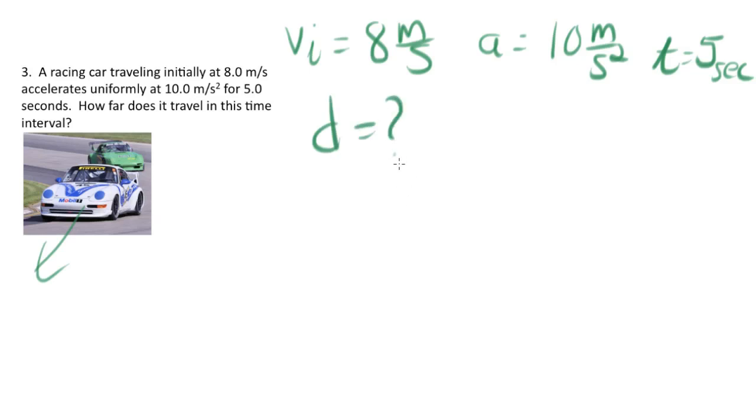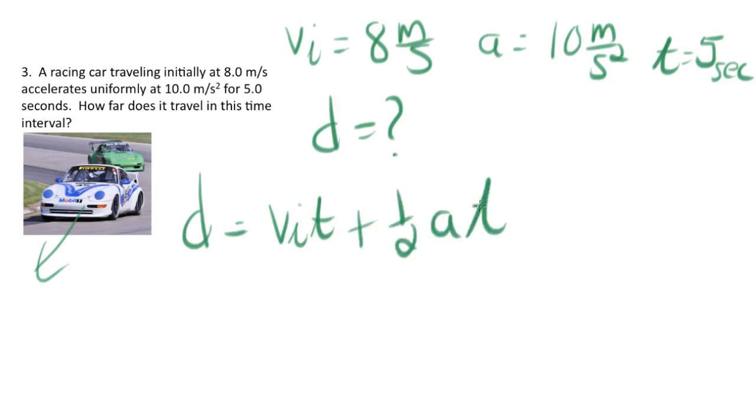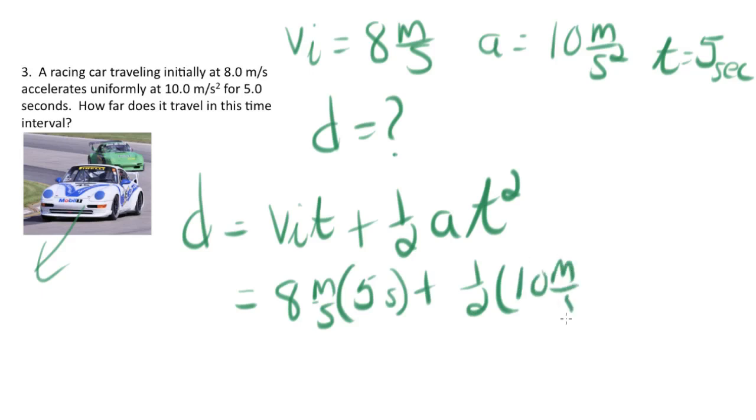Well, let's see. Do we have an equation that has D in it, Vi, A, T? And we do. It's D, so now we're going to write that down, equals Vit plus 1/2 At squared, okay? So now let's just, like I say, plug and chug. Equals, so you have 8 meters per second times your time, which is 5 seconds, plus 1/2, 10 meters per second squared, times your time, which is 5 seconds squared, okay?